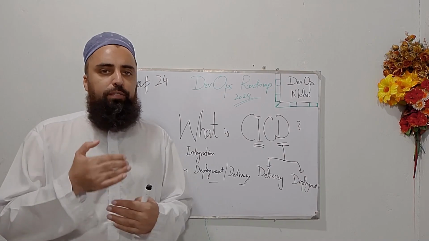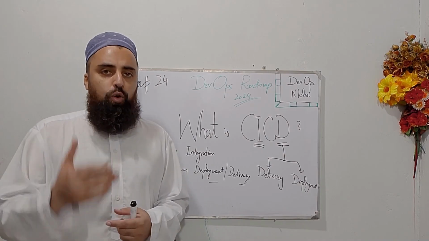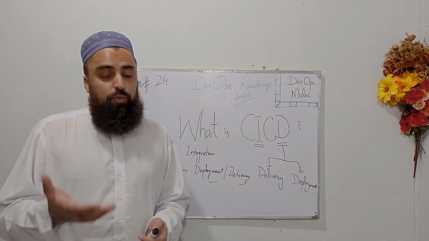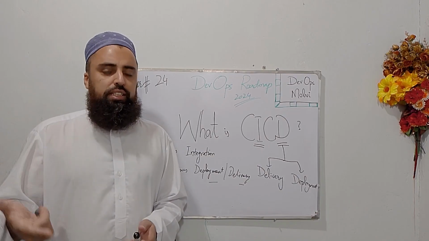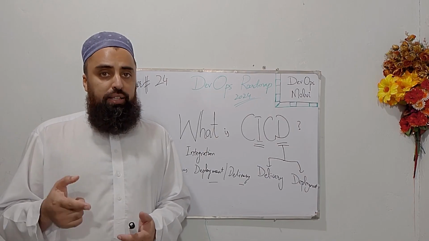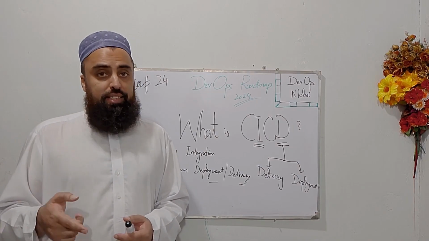So it is a never ending chain. Our code is always being built, tested and deployed, and that is why it is known as continuous integration. The code is being updated, built, tested and deployed.